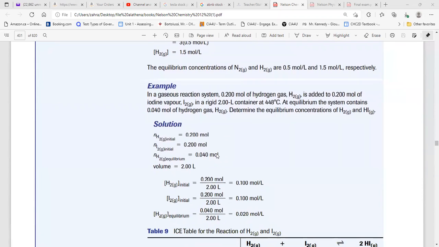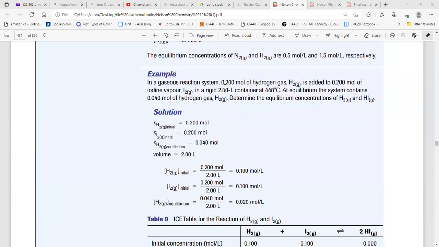Here is another question. In a gaseous reaction system, 0.2 mole of hydrogen gas is added to 0.2 mole of iodine in a 2-liter container. So we have volume, we have mole. Initially we can find the initial concentration. So 0.2 divided by 2 is going to be 0.1, the initial concentration of H2. 0.2 divided by 2, again, is 0.1, the initial concentration of I2.